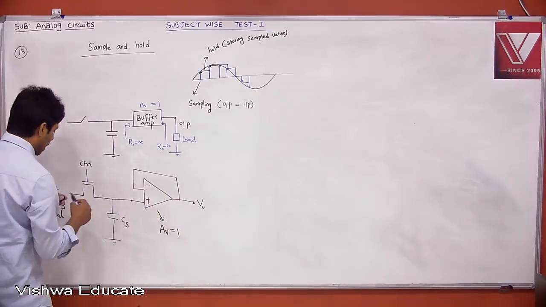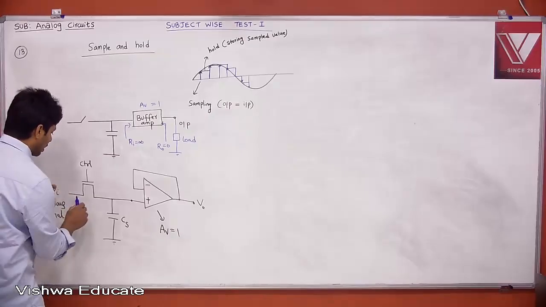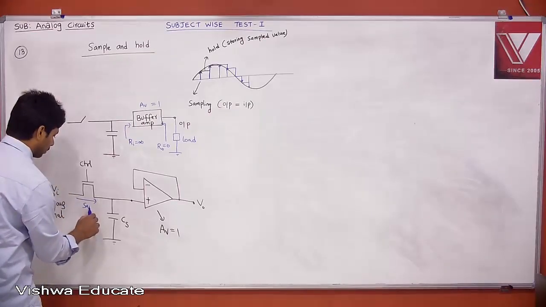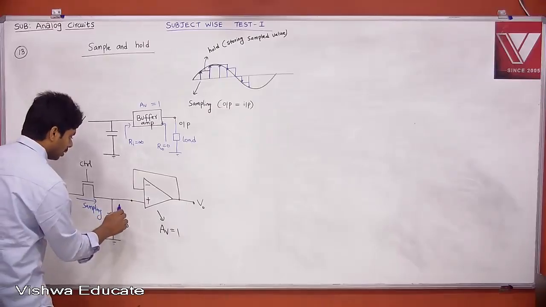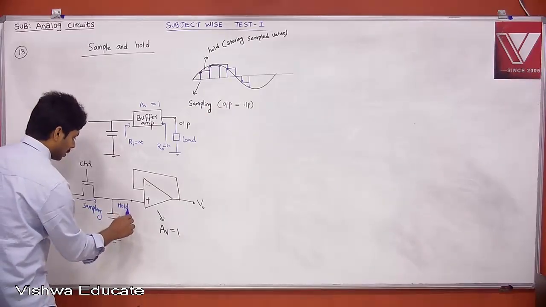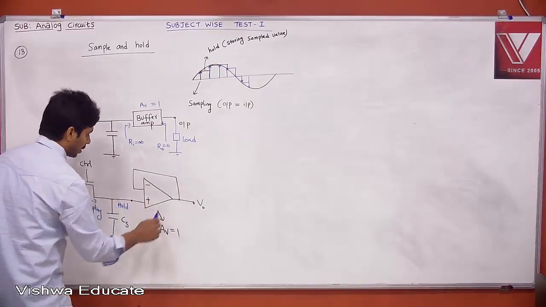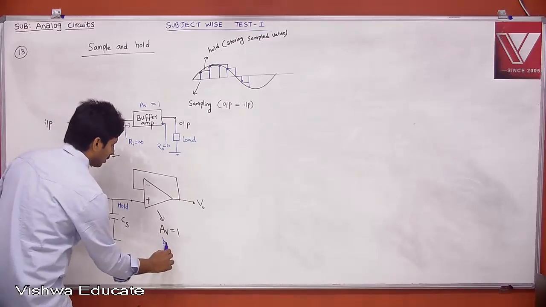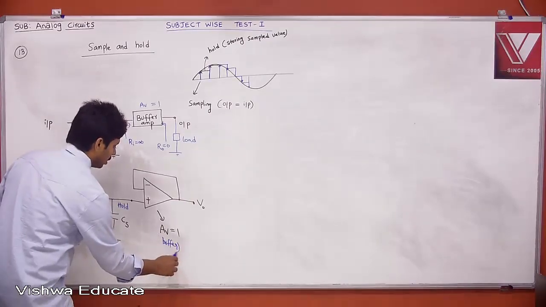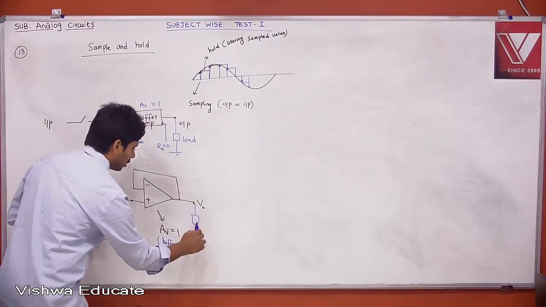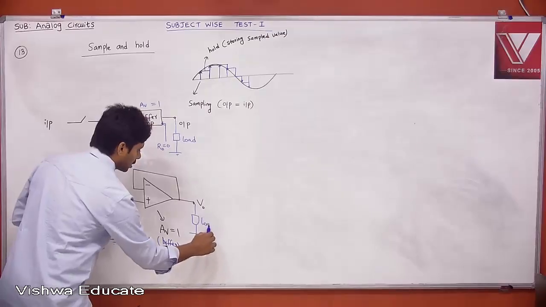Therefore, this is sample and hold. This is sampling, and the voltage is held. We are holding here, and this is buffering. This is our buffer passing to your load. This is our real load, actual load.